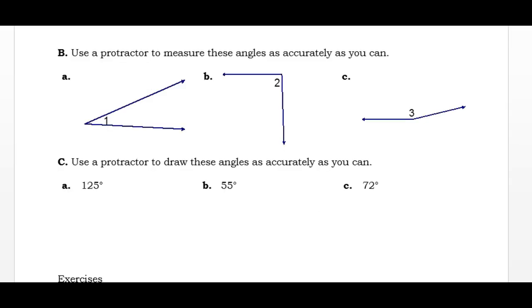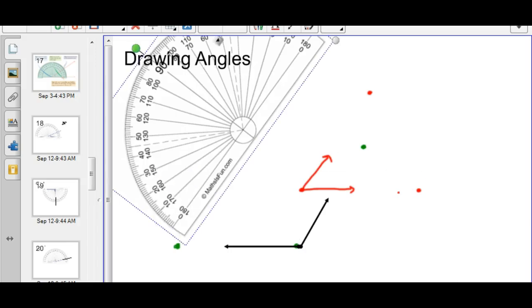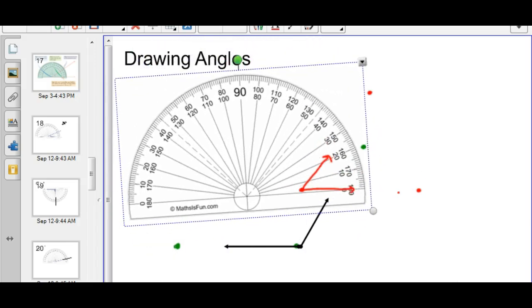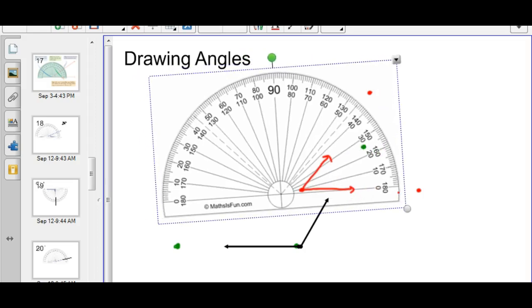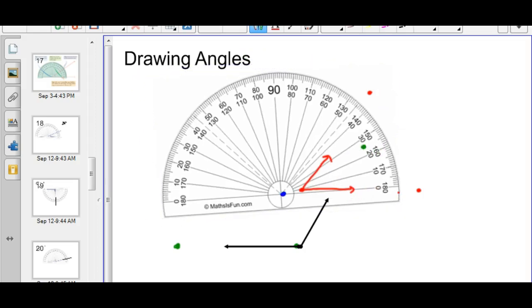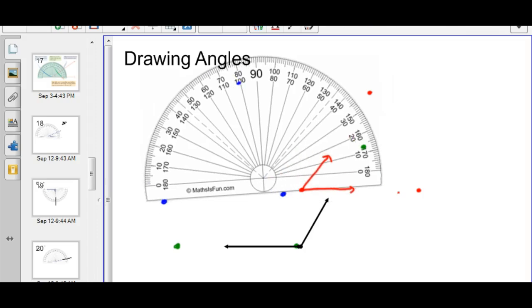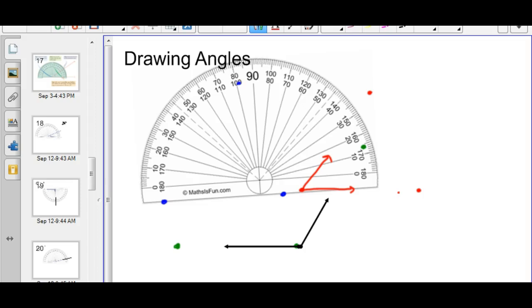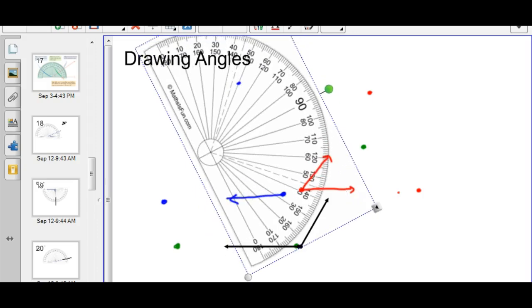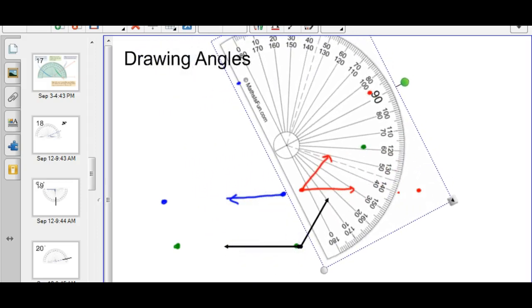The last one we have up there is a 72-degree angle. So we'll just go right there. First dot at the vertex, second dot at 0. Since I went to the left this time, I'm going to make sure that I use the upper scale, third dot at 72 degrees. Use the straight edge of the protractor to draw some sides, and then I have my 72-degree angle drawn.